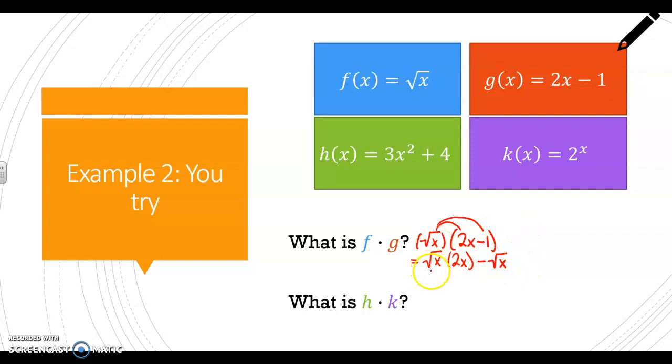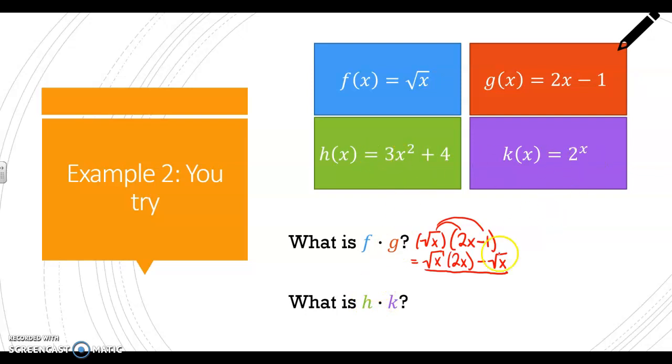You cannot combine the square root of x with 2x, okay? You can't put anything underneath this radical. You can't take anything out of the radical. So this is as simple as your answer gets. And you can just leave it just like that.